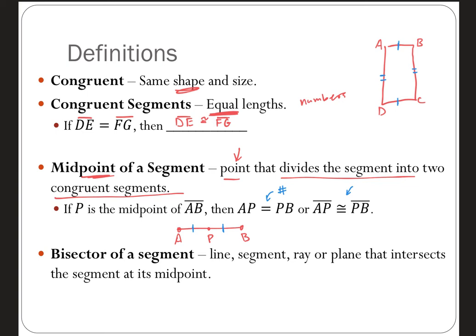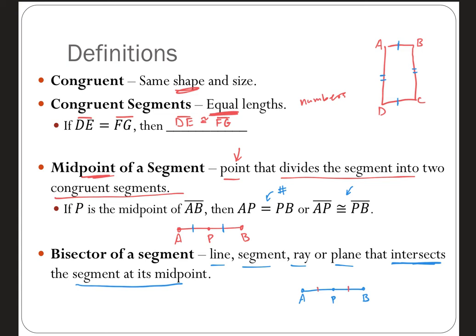Now, this last one, bisector of a segment. A bisector can be anything. It can be a line, a segment, a ray, a plane, anything that intersects the segment at the midpoint. So if here's my segment right here, we use the line from above. So A, B, with P in the middle. And then to prove that it's my midpoint, I'm going to annotate it properly with my tick marks.